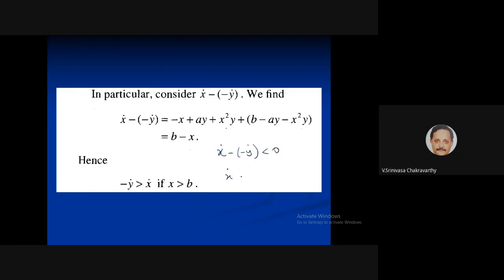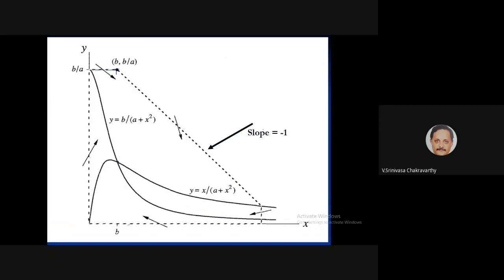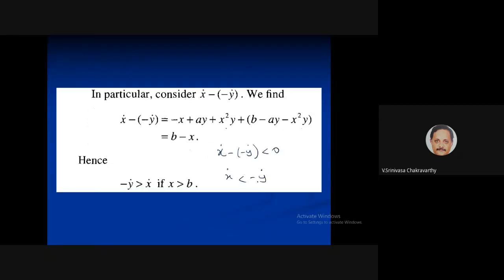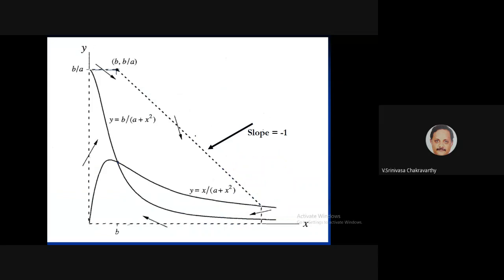So x dot is less than minus y dot. Which means y dot is negative, right? Because it's pointed downwards. Now minus y dot is therefore positive in magnitude. So from this we know that mod x dot is less than mod y dot, or mod y dot by x dot is greater than 1, right? So which means the slope is greater than 1 in magnitude.